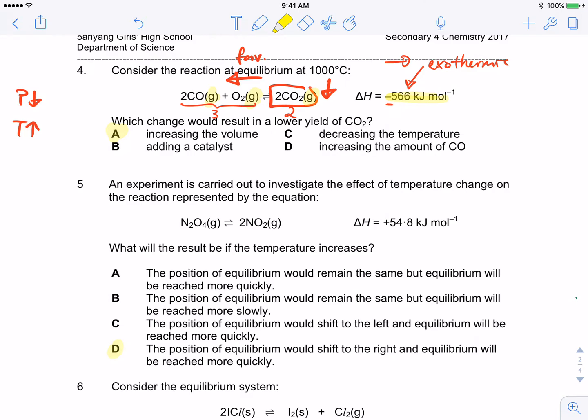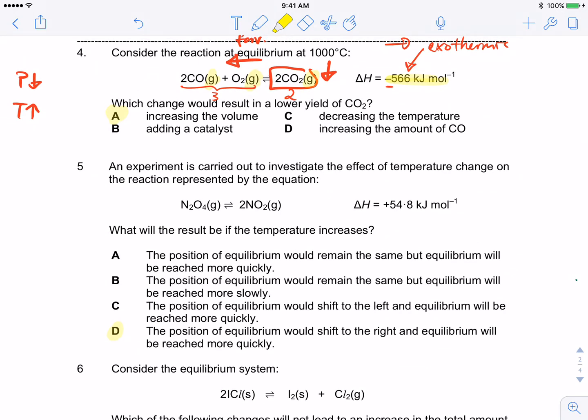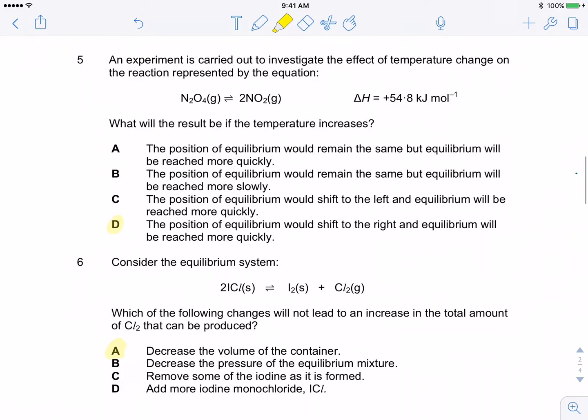I decrease the pressure by increasing the volume. If I increase the volume, decreasing the pressure, that's a change. To counter the change, Le Chatelier's principle states that it will favor the side with a greater number of moles of gas. So it favors the left-hand side. Adding a catalyst does not affect this, because a catalyst increases the rate of both forward and backward reaction by the same extent.